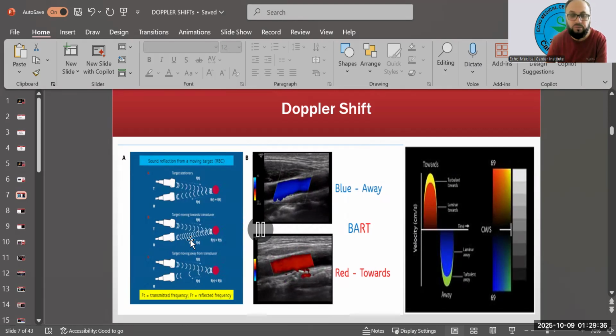Let me help you with one more thing. There's another one. You see this. If the operating frequency and receiving frequency are the same, when you get the same amount, you are using 5 megahertz and you're receiving 5 megahertz for the color Doppler.